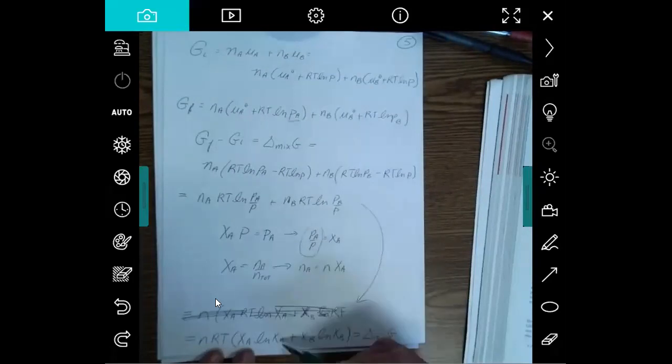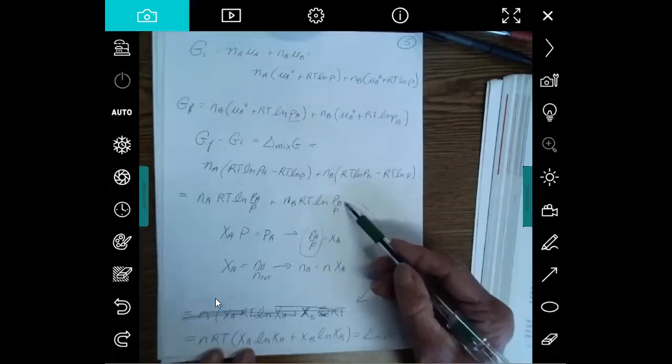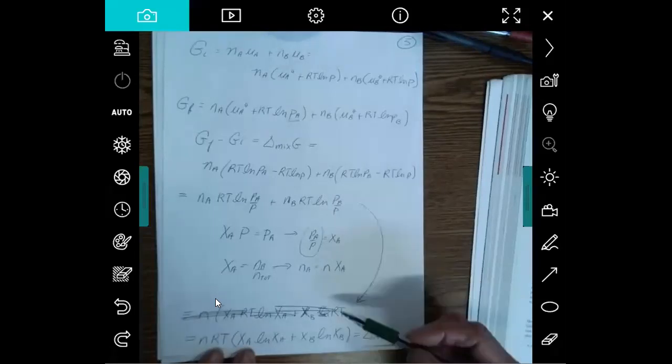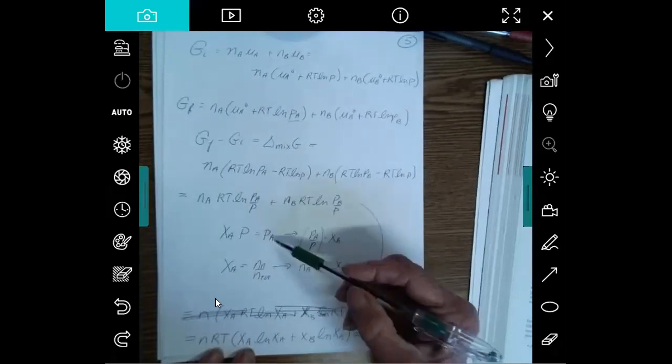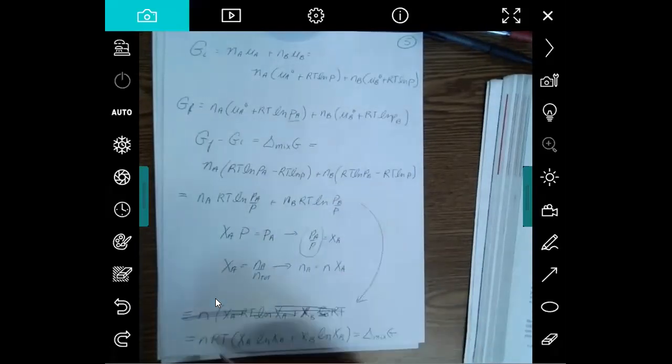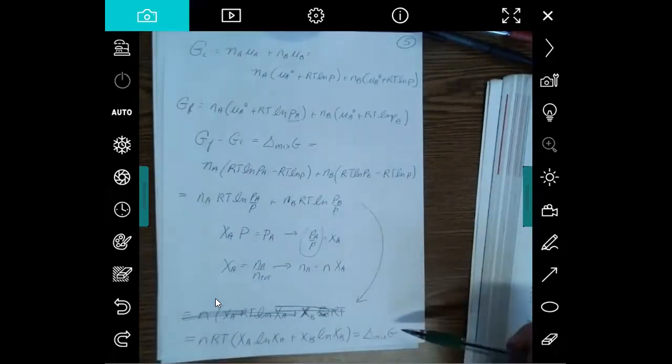So I can say partial pressure of B over P is equal to the mole fraction of B. Partial pressure of A over total pressure is equal to the mole fraction of A. And if I want to get rid of the moles of A and the moles of B, the total moles times the mole fraction of A is equal to the moles of A. And same thing for B. So that allows me to pull the total number of moles out front and have this just be a function of mole fraction.